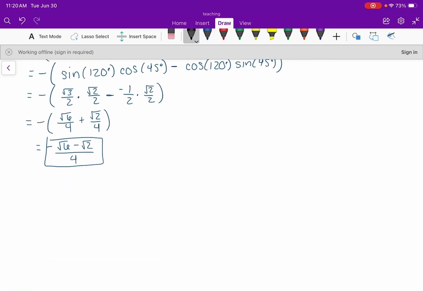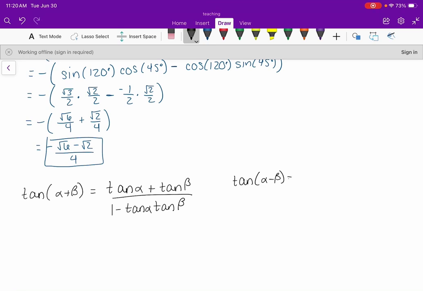Next, let's look at tangent addition identities and difference identities. So tangent addition is tangent alpha plus tangent beta divided by 1 minus tangent alpha tangent beta. The difference identity is tangent alpha minus tangent beta over 1 plus tangent alpha tangent beta.